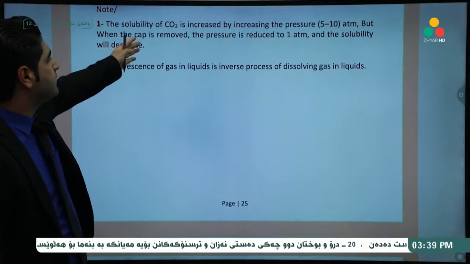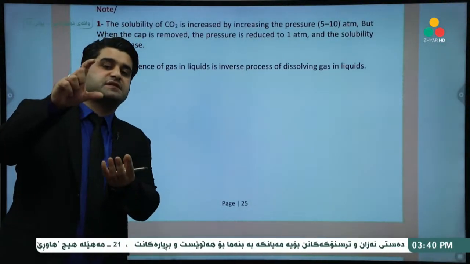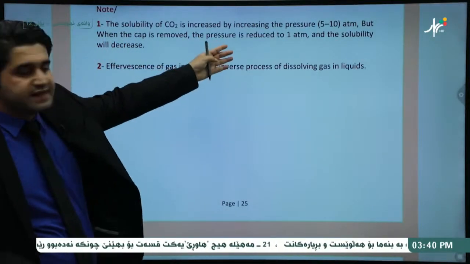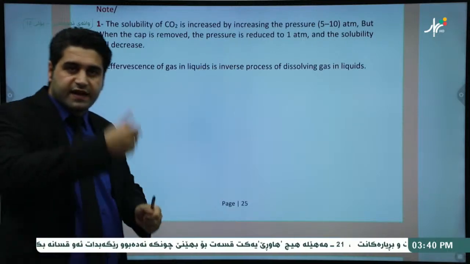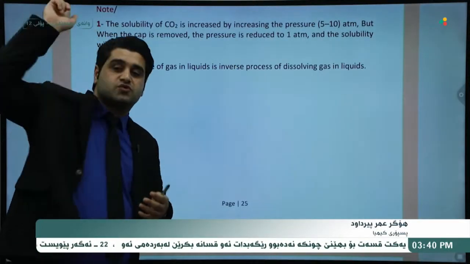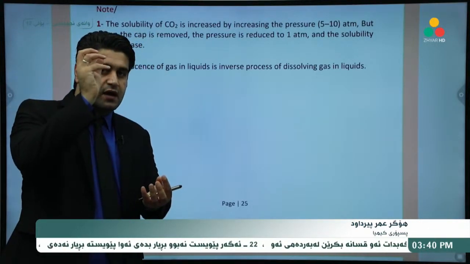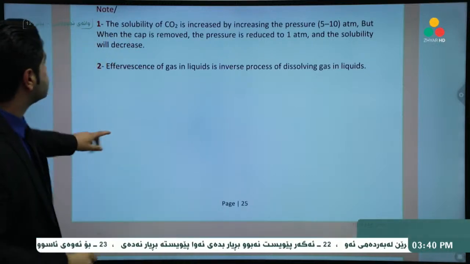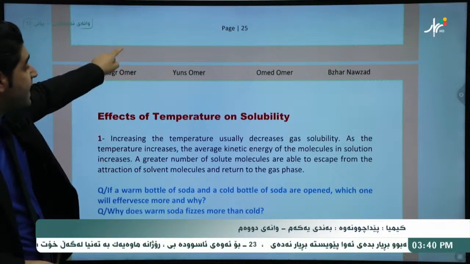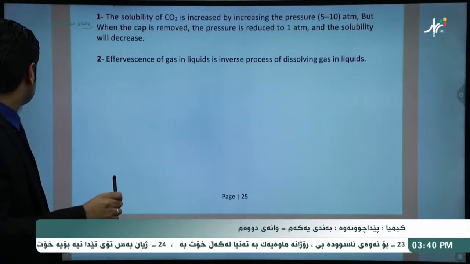Let's talk about Pepsi. Before removing the cap, the pressure inside the Pepsi bottle is 5 to 10 atmospheres. But when we remove the cap, the pressure immediately decreases. So effervescence begins, and immediately we see the foam going out of the bottle. So this is effervescence. Effervescence is the reverse process of gas dissolution. Never forget that.